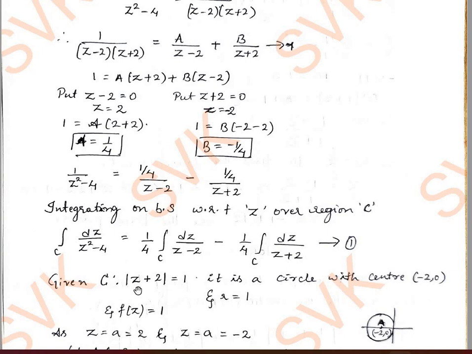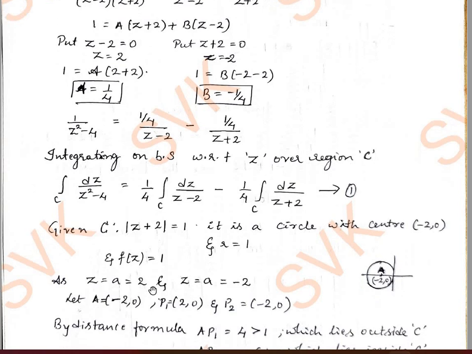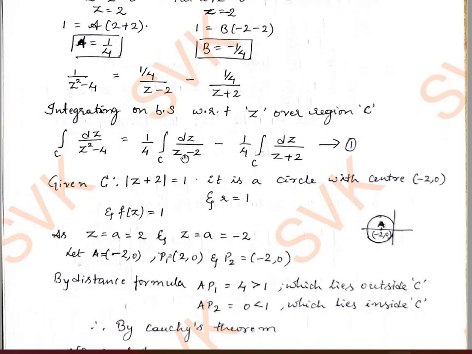Since the given curve C is a circle with center as minus 2 comma 0 and radius 1, and f of z is 1. To find out whether this point lies inside the circle or not, we are going to consider a point called A as minus 2 comma 0, the center of the circle, and P1 is the point 2 comma 0. P2 is the point minus 2 comma 0.